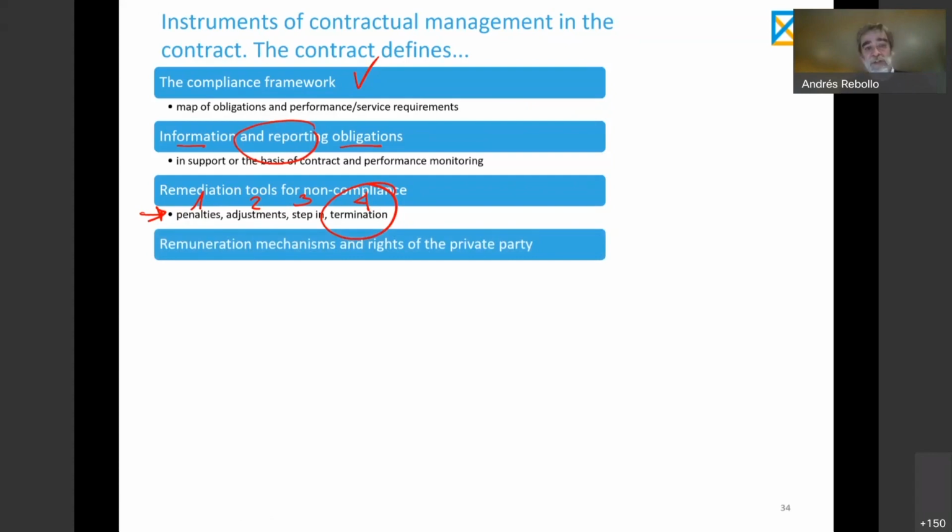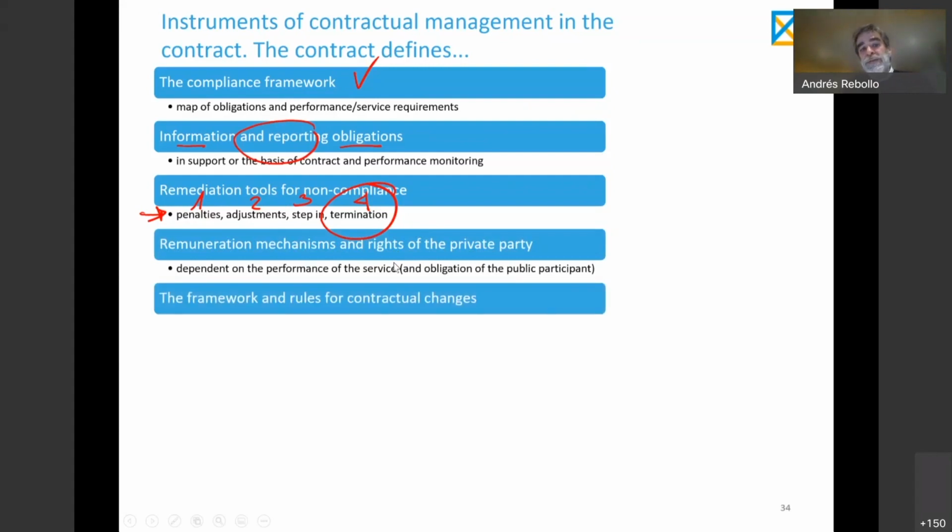More things that I need to see in a contract: the remuneration mechanisms and other rights of the private party, the revenue mechanisms. They should be dependent on the performance. And the framework and rules for changes, for contractual changes, possible scope of the changes, types of changes in the scope of the contract initiated by the private party or initiated by the public party. They should have different protocols, different procedures.